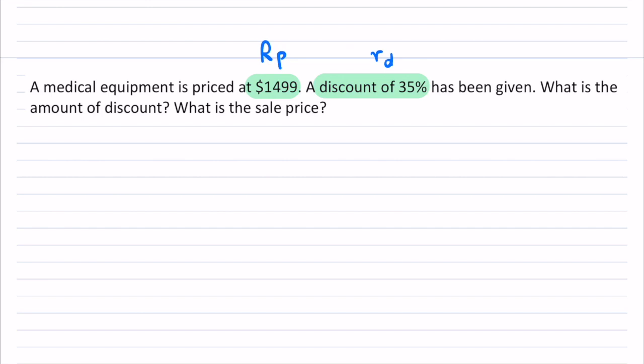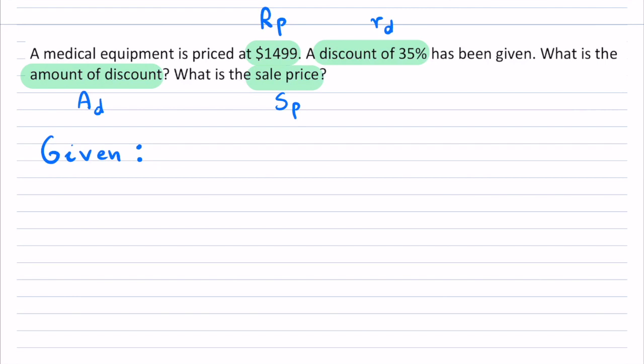And now they say, what is the amount of discount? So that's right here. And then what is my sale price? So they're basically looking for the amount of discount, and then my sale price. Now, what I like to do when I solve these types of questions is set up my givens in a little bit of a different way. So it is a proportion, it's an increase and decrease proportion. So I always like to begin with my regular price, whatever that may be. So it's $14.99. So that's my regular price.